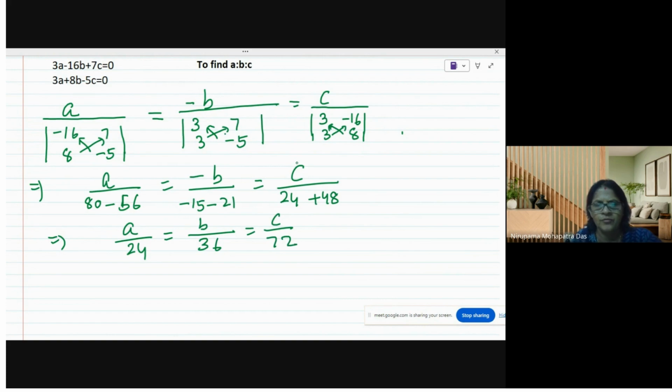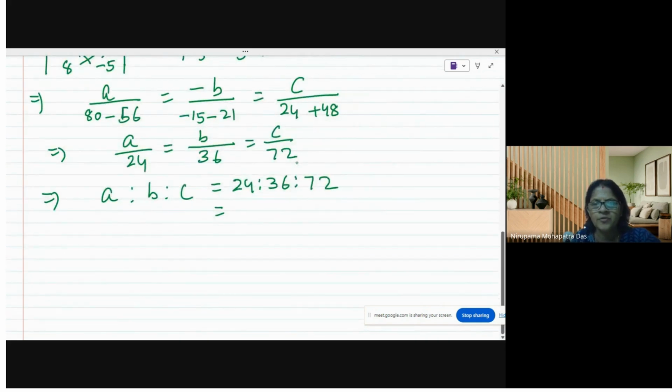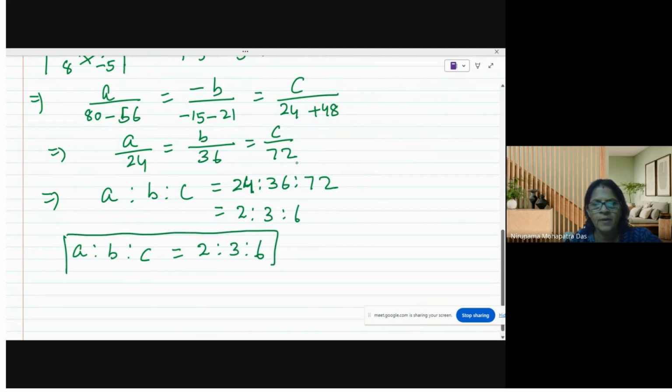And c by 72. So we are getting a is to b is to c equals 24 is to 36 is to 72. These three numbers being multiples of 12, we can take out the common factor, and write 2 is to 3 is to 6. So finally we are getting the ratio of a is to b is to c equals 2 is to 3 is to 6. So I hope you understood. You can apply. Okay, so thank you so much.